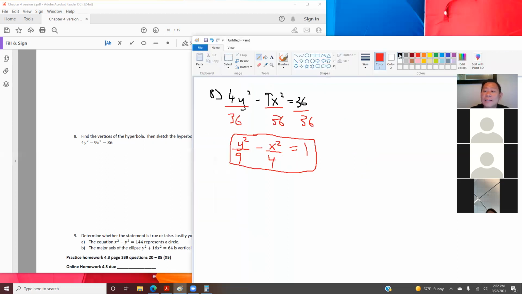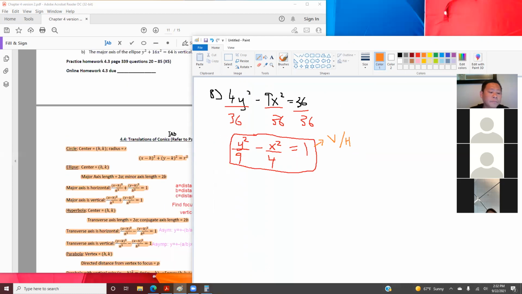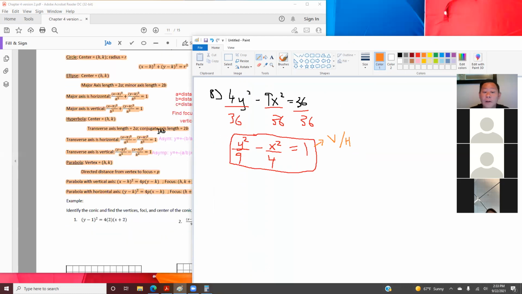So the question is asking, is this a vertical one or a horizontal one? Vertical. Why do you say it's vertical, Gama? Because the y squared comes first. Yeah, the y squared is positive.